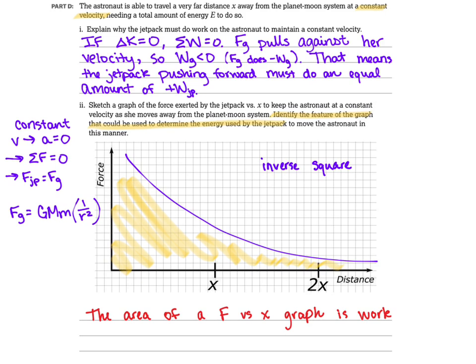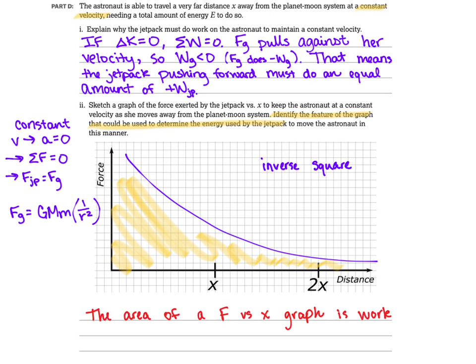In this case, I recognize that the function is an inverse square. It has that smiley face shape, asymptotically approaching zero, and it doesn't actually hit the y-axis either, because it's infinity if x is equal to 0. We also know that with this graph, the area under the graph is equal to the work done. And work is essentially the kinetic energy contributed by the jetpack, which gets eaten away by the negative work done by the gravitational force, so that her velocity ends up staying constant.